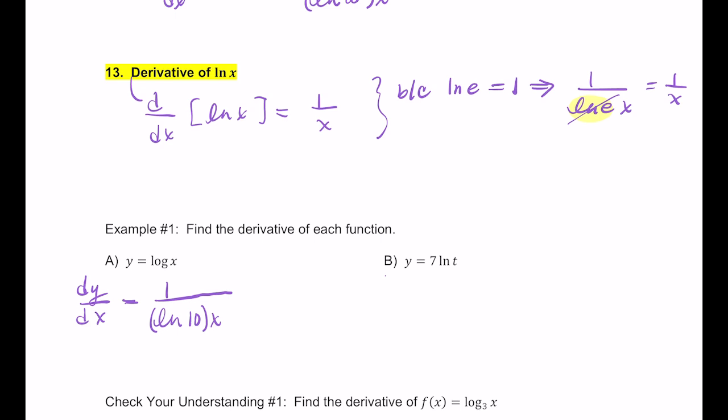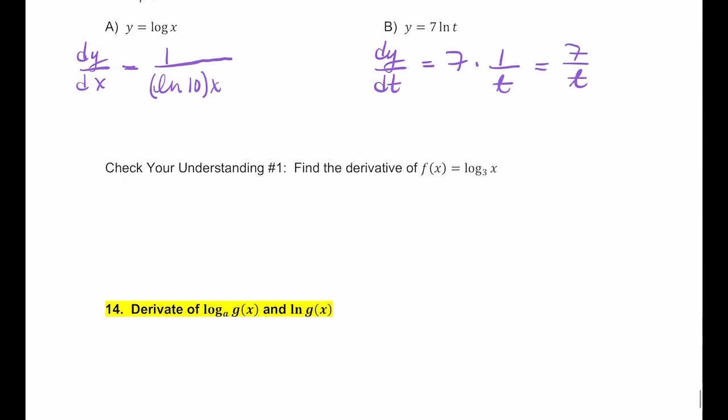For b, I have y equals 7 times the natural log of t. So the derivative of y with respect to t is just 7 times the derivative of the natural log of t, which I know is just 1 over t. So we just get 7 over t. Take a minute and practice one on your own.